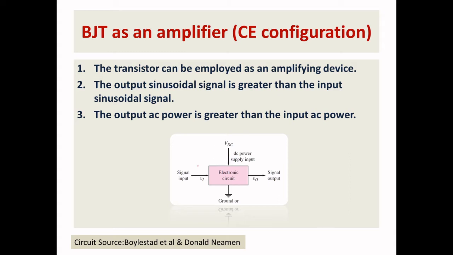Your input will be very low on the input side. I want to increase the magnitude of the input signal on the output side. Whatever you are receiving in the output signal should be increased. Increased in the sense the output sinusoidal signal will be greater than the input sinusoidal signal. Otherwise, I can say your output AC power is greater than the input AC power.